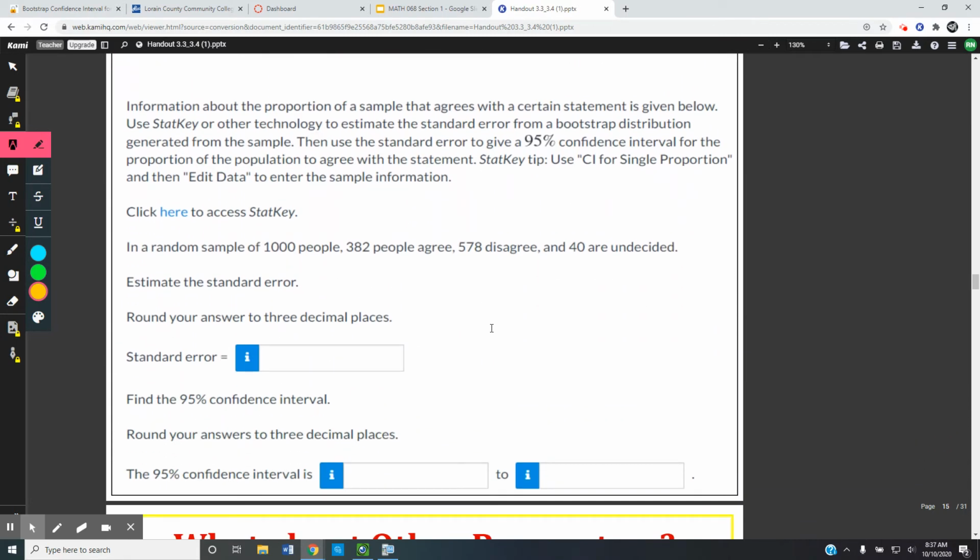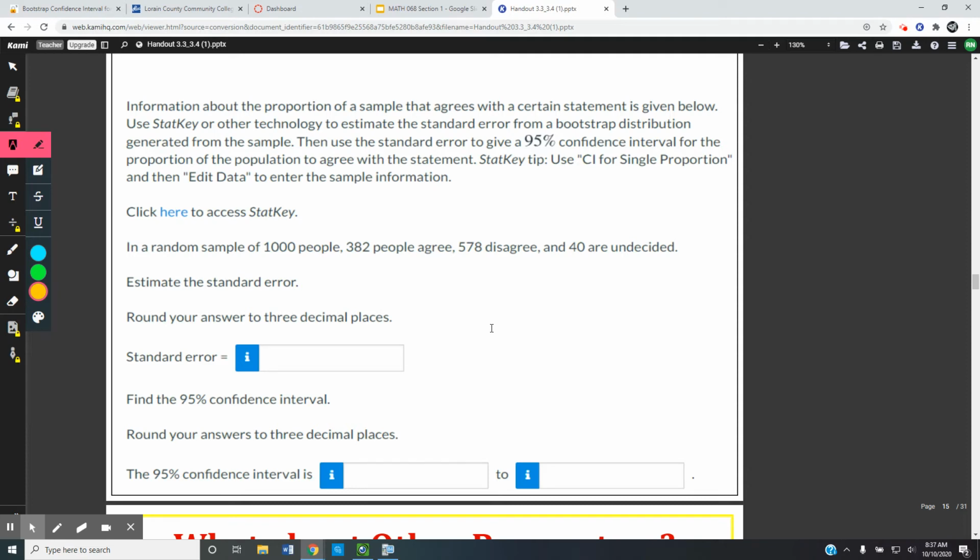Question number 11. In a random sample of 1,000 people, 382 people agree, 578 people disagree, and 40 are undecided.